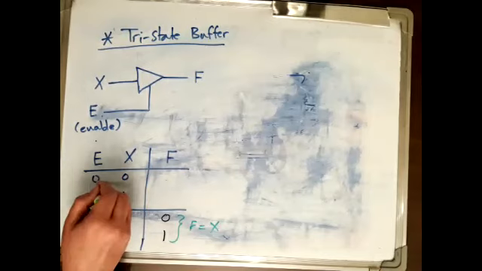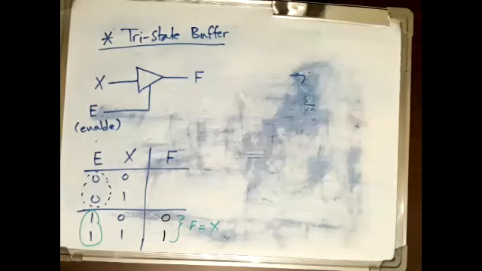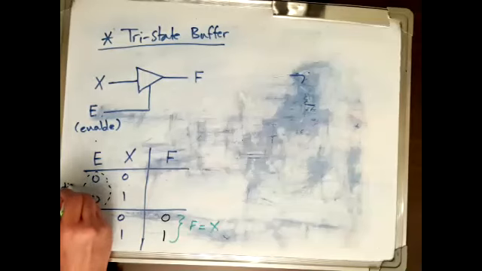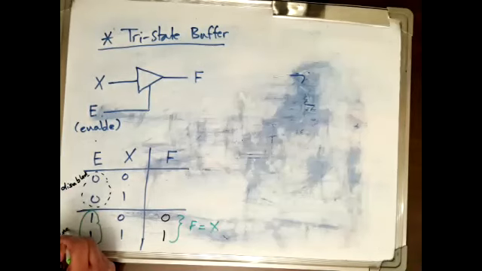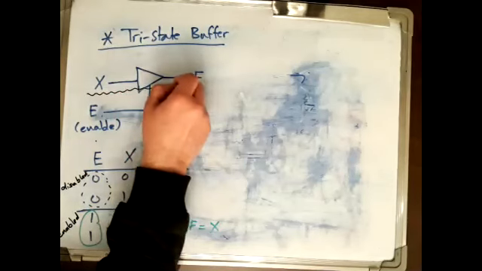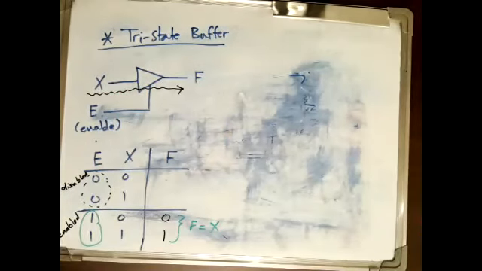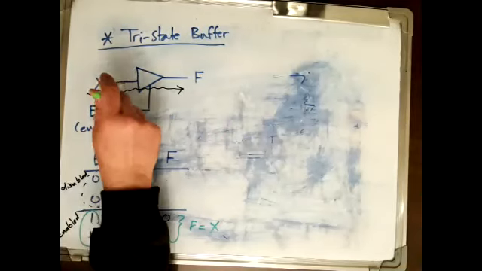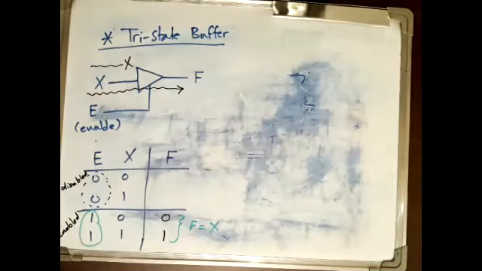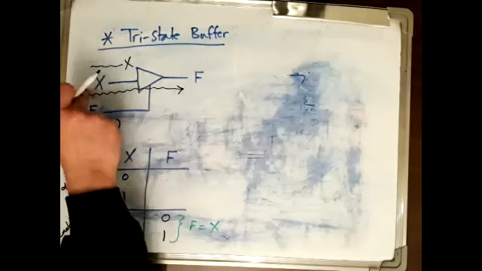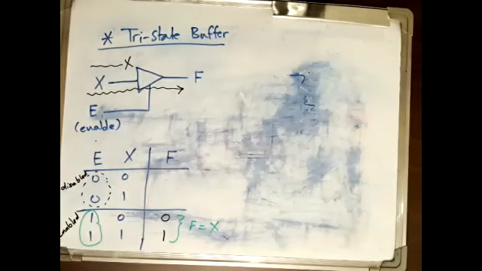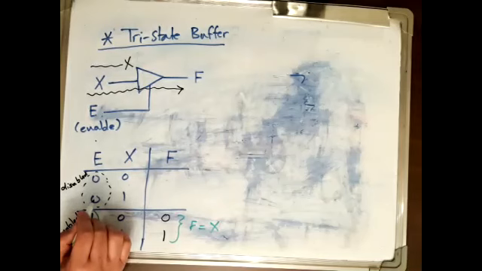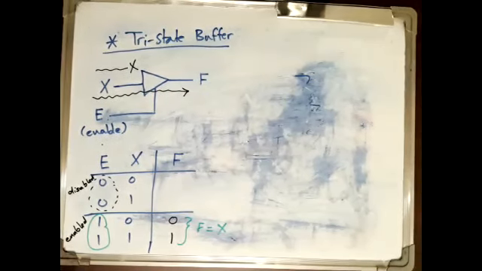What happens when we make E equal 0? In other words, the gate is disabled. Here, the gate is enabled in the sense that it allows X to pass through so that F is basically X. Now, when the circuit is disabled, it means that we prevent X from reaching the output. So we disconnect the input from the output. So what is F? We don't want F to follow X. What will F be when the gate is disabled? Zero?